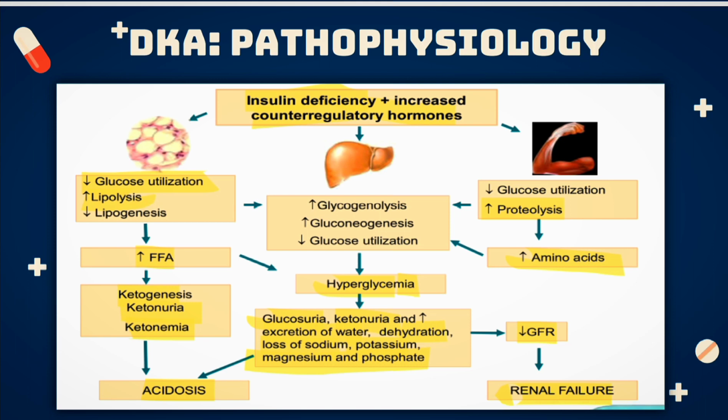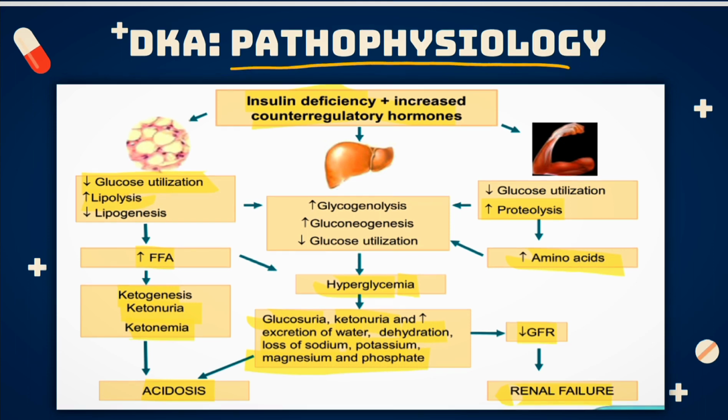Let's discuss the pathophysiology of DKA. What are the processes which cause the appearance of this DKA in a diabetic patient? So we have already studied that there is either relative or absolute deficiency of insulin in the blood, as well as increased counter regulatory hormones, about which we learned in the previous slide. And because of these two conditions, there are some changes in some of the organs of the body.